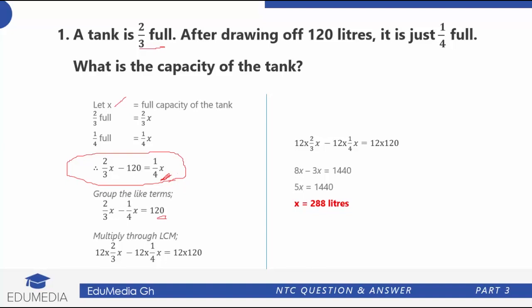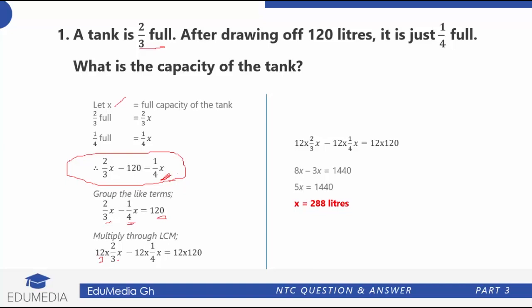So now the next thing we do is to multiply through by the LCM. The least common multiple here is 12, since it is a multiple of 3 and a multiple of 4. So multiplying through by 12: 12 times 2/3 X minus 12 times 1/4 X equals 12 times 120.